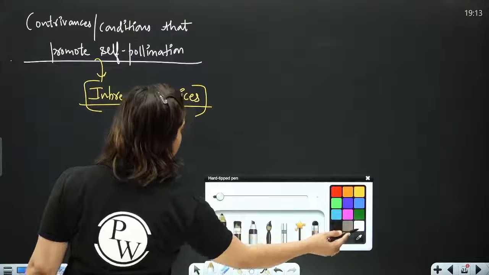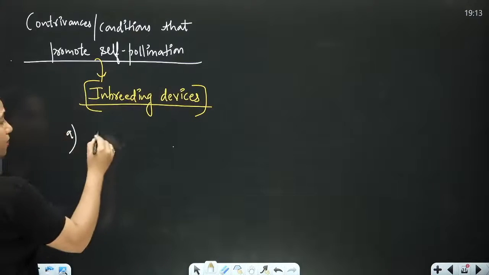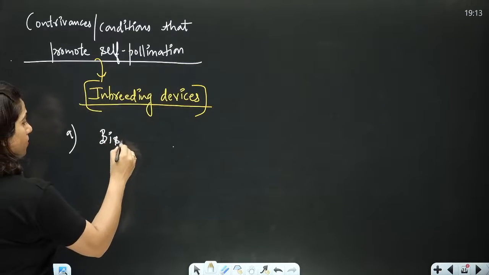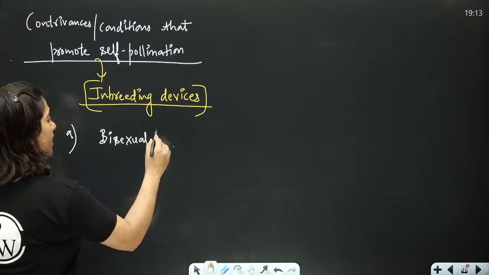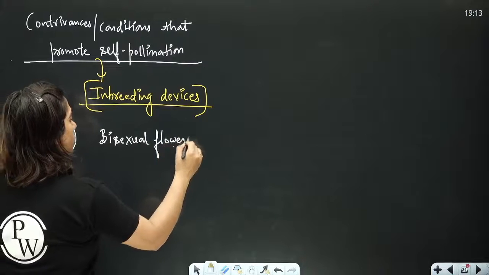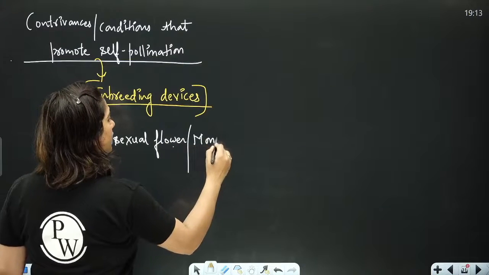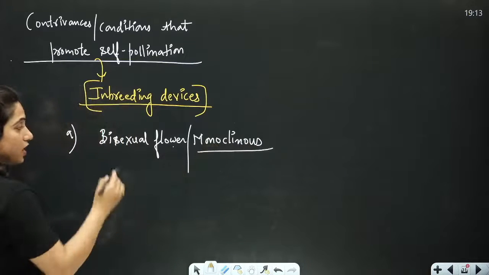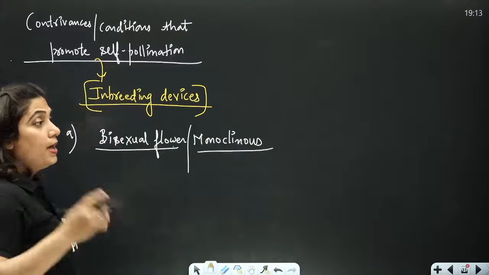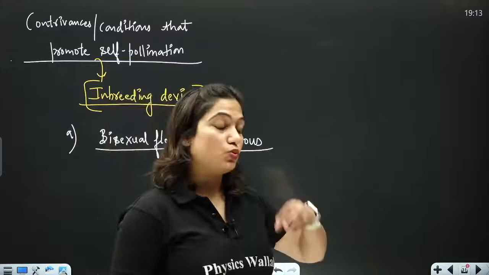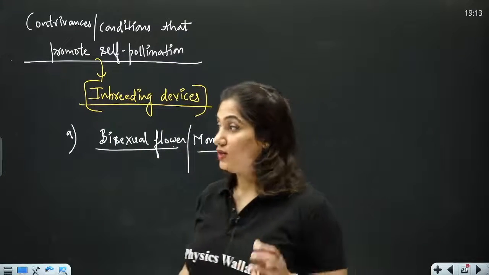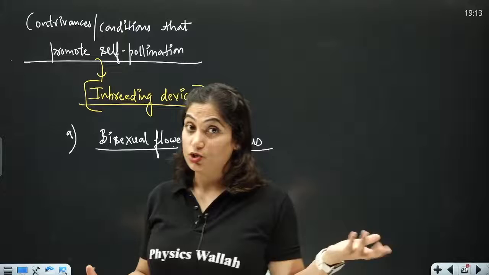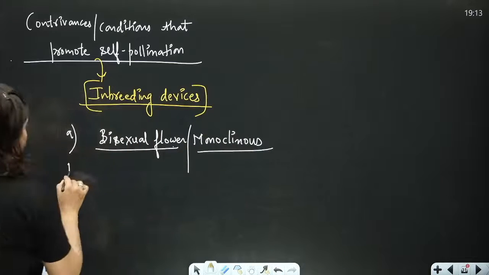So what are the various inbreeding devices? First, bisexual flower. Bisexual flower is also called the monoclinous flower. This is opposite. Remember, this is opposite. A monoclinous flower is a bisexual flower. Bisexuality of flower is very essential for self-pollination. If the flower is not bisexual, self-pollination will not occur, right?